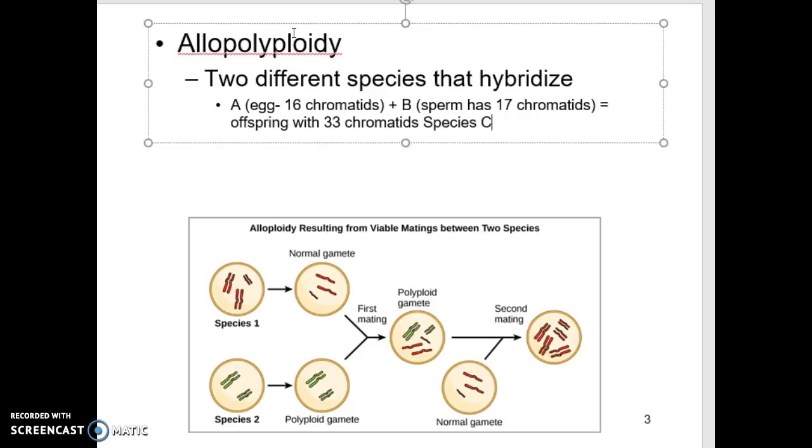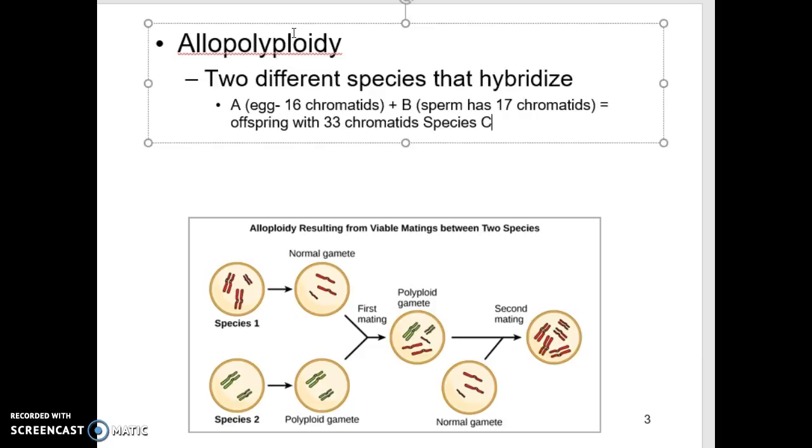Okay, so autopolyploidy, auto is from within the same species, that a genetic mutation, an abnormal amount of DNA arises, and that creates something new. Allopolyploidy is when you have two different species that hybridize, and they have different amounts of genetic material that come together, and that produces this new offspring.